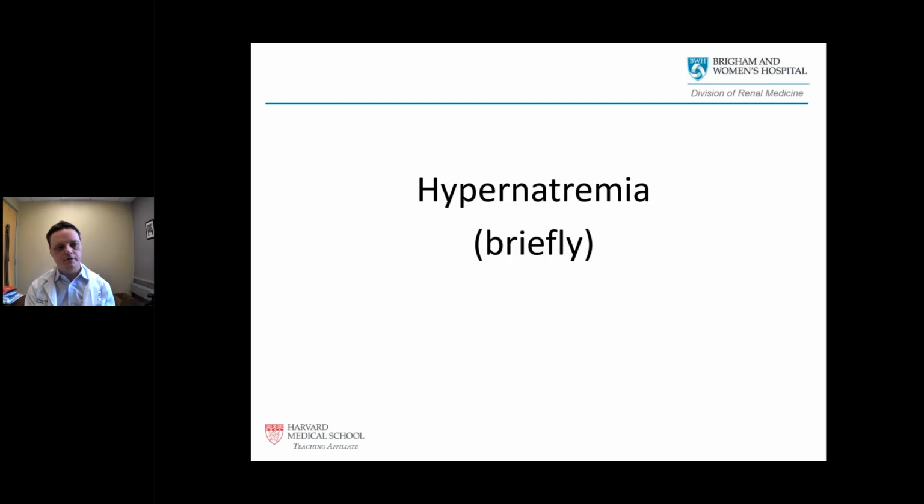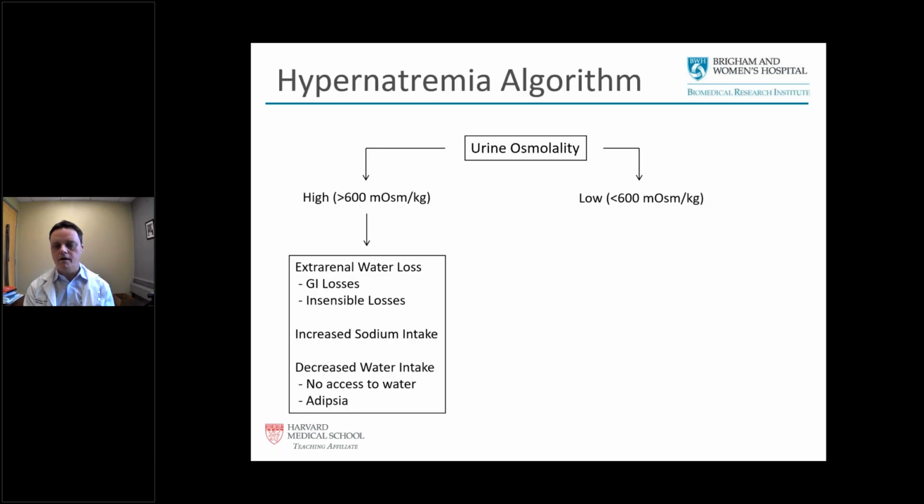So for the last couple of minutes, I'm just going to very briefly touch on our hypernatremia algorithm. And again, it speaks to the importance of measuring osmolality in these individuals and why it's key to making a diagnosis. So again, hypernatremia, high serum sodium concentration. The first thing you need to know is why it's happening. And how you're going to determine that, initially at least, is by measuring the urine osmolality.